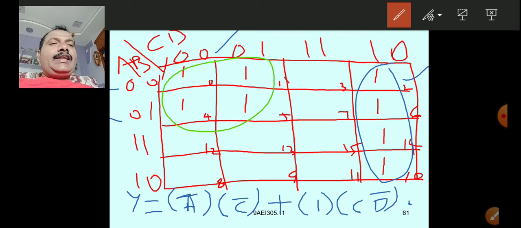So what is the final expression? The final expression is A bar C bar plus C D bar. So that is the final expression. That means whenever we use K-map for the simplification of Boolean expressions, it is giving a single step solution for the given problem.